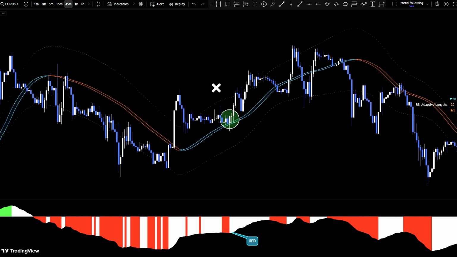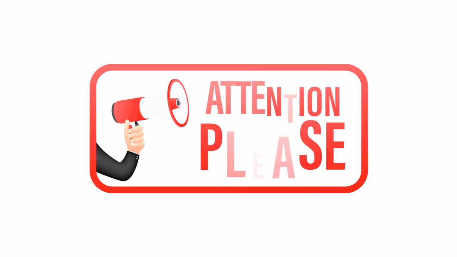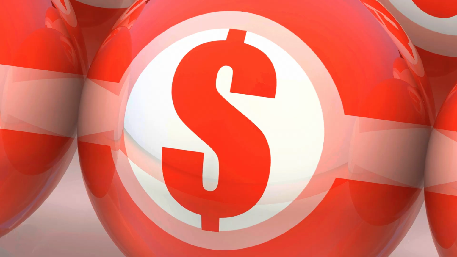Now you have to remember, no trading system is perfect. This is about putting the probabilities in your favor. So please, be smart about it. Always use good risk management. Know when you get out if you're wrong. And definitely go test this for yourself before you even think about trading it with real money.